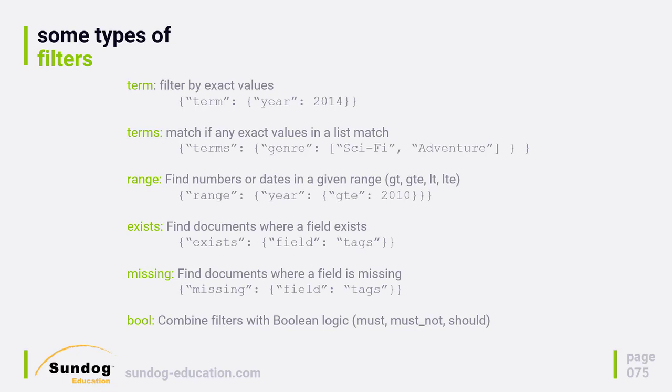We already looked at a range query in the previous slide. If you want to just do a greater than or less than, or greater than or less than or equal sort of operation, that would be a range filter. There's also an exists filter where you can just test if a given field exists at all within a given document.